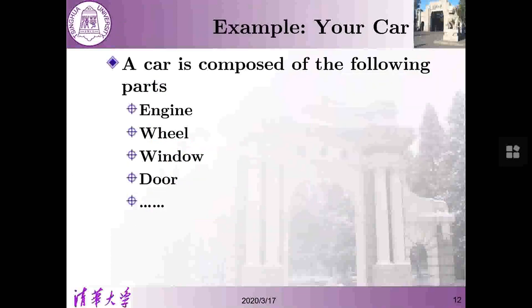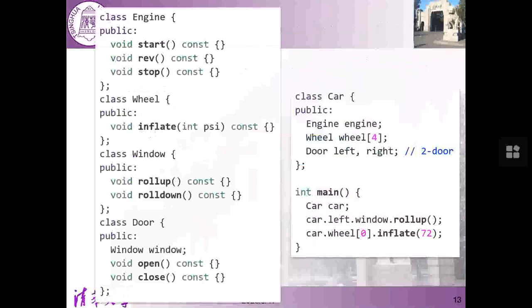Okay, so here's an example. We have the class car, and there are some engine, wheel, window, and door classes. These are different classes. Using these classes, we can define a new class that is composed of an engine, four wheels, a left door and a right door. Then we can directly access the left door and the window and roll up like that. Because this is public composition, we can directly access all the objects.